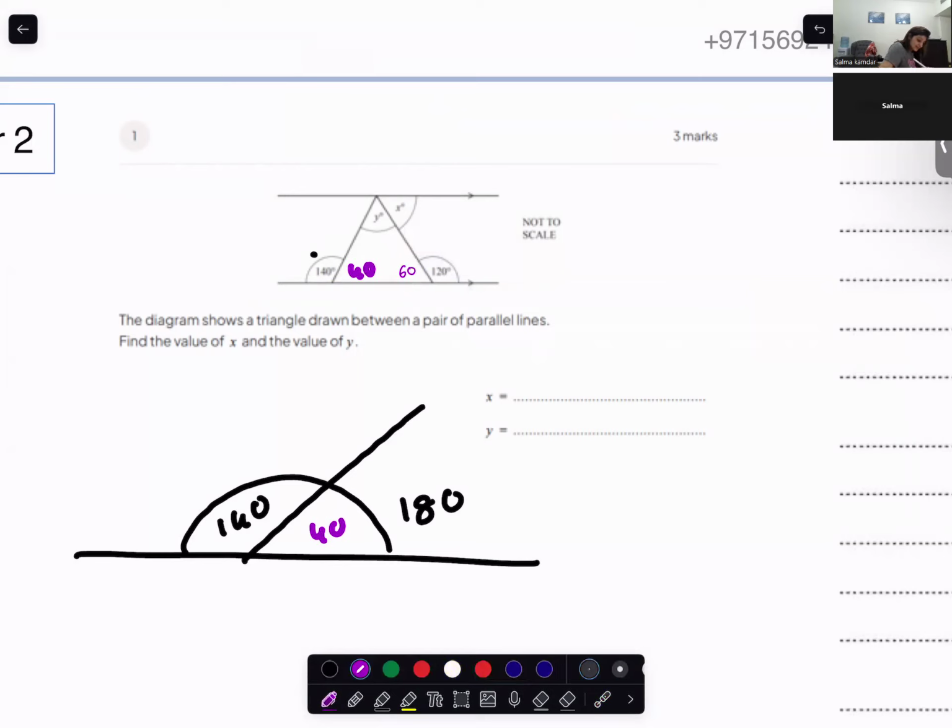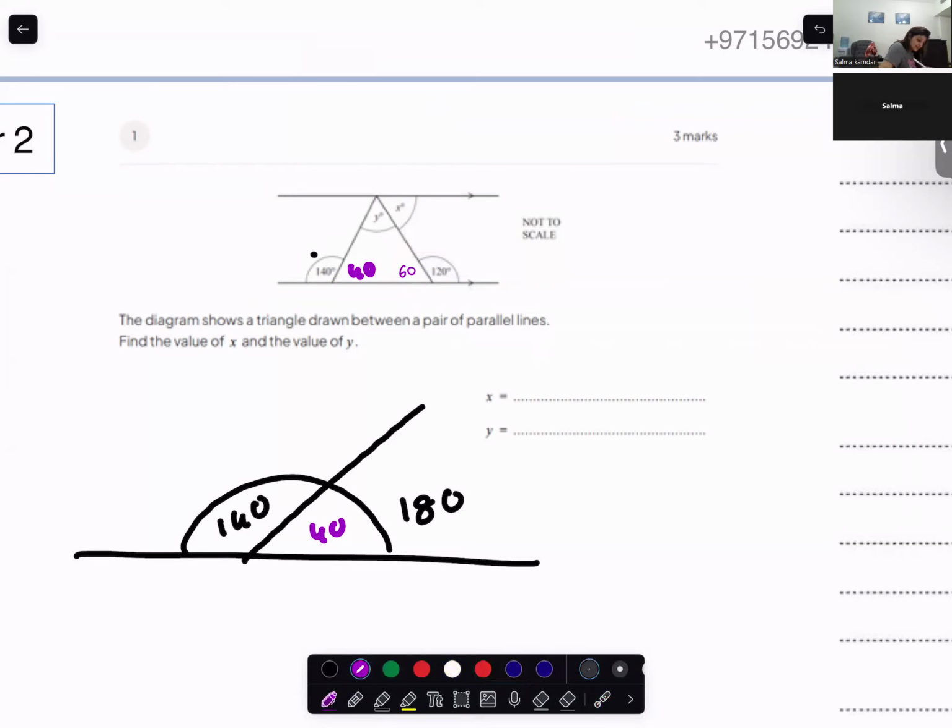Now you know the sum of all angles of a triangle is 180 degrees. So if this is 40 and this is 60, what will be y? 100. 180 minus 100, so y will be 80.